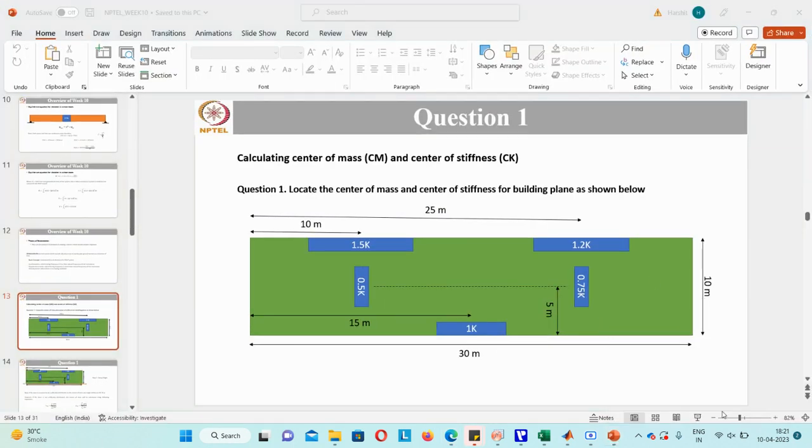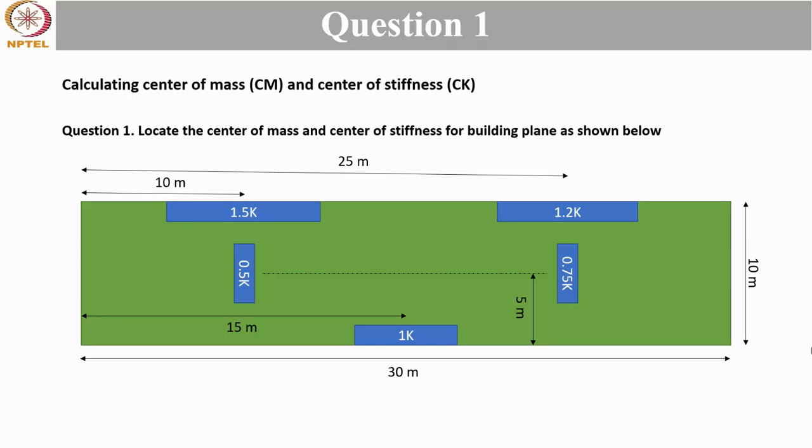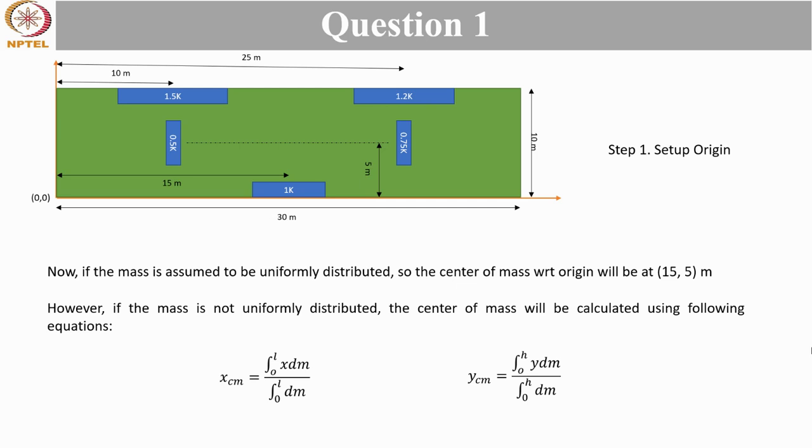Okay, so let's see the solution now. What was given in the question? We know the planar view of the building, we know the dimensions, the edges, and the locations of the stiffness resisting columns. We know the stiffness value of each column, and we need to locate the center of mass and center of stiffness. So, step one will be to set up the origin.